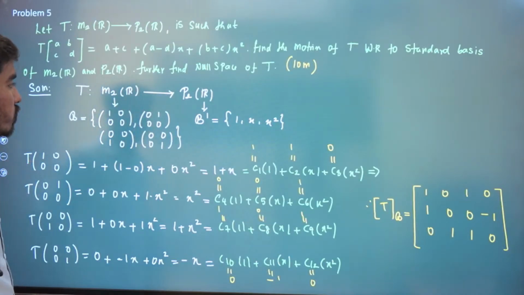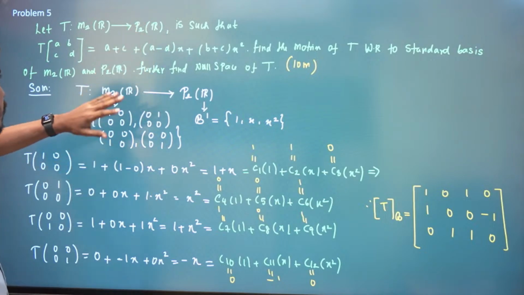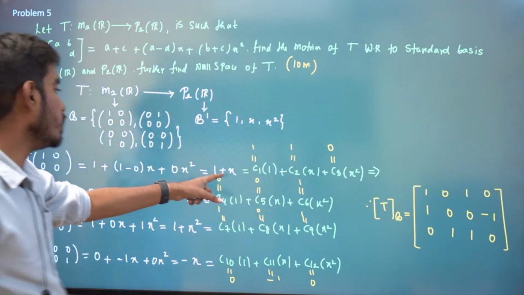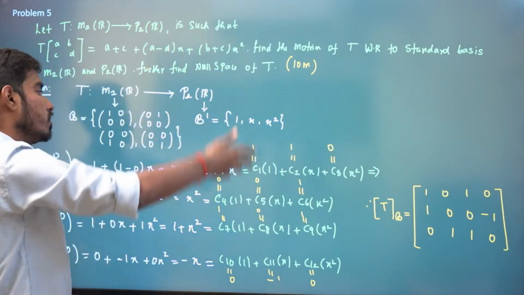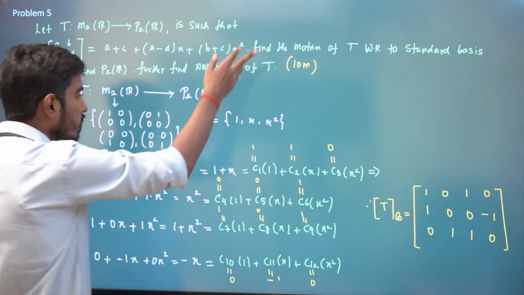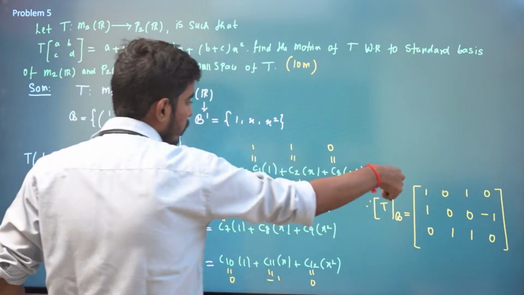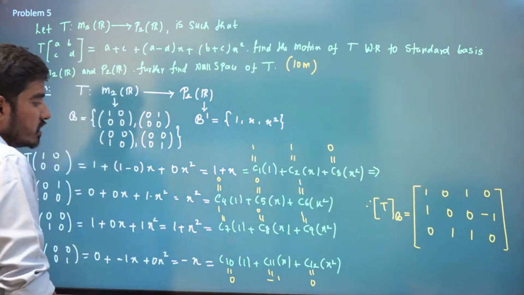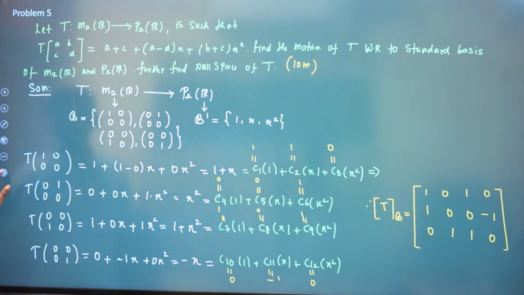So fifth problem, 10 mark question. M2 to P2. Now we need to write the output vector as a linear combination of basis vectors of codomain space. Standard basis is the basis for codomain space they have given. Now find these coefficients, scalars C1, C2, C3. That will be my columns for corresponding matrix of T. Right? Okay. We move on to sixth problem.